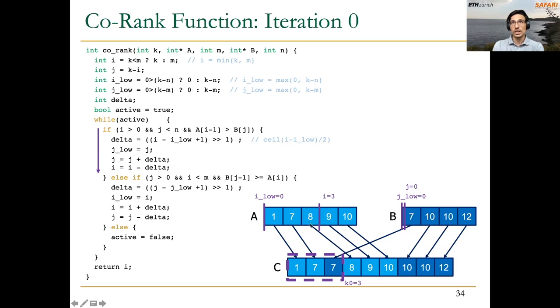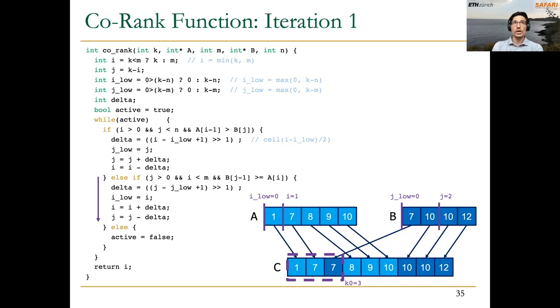We see that A2 here is greater than this B0 here. So we go through this path and we update the delta value in the corresponding way. After that, we update the values for j, i, j low, and i low correspondingly. In this case, delta equals 2. These are the updated i low and j low. These are the updated i and j. And then we go to the next iteration, iteration 1.